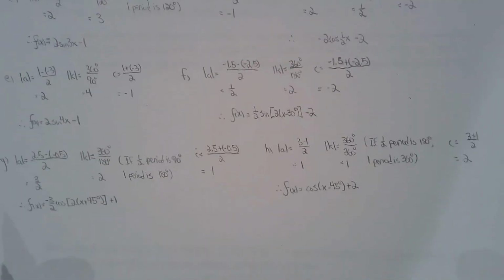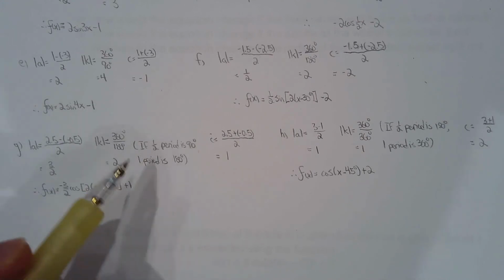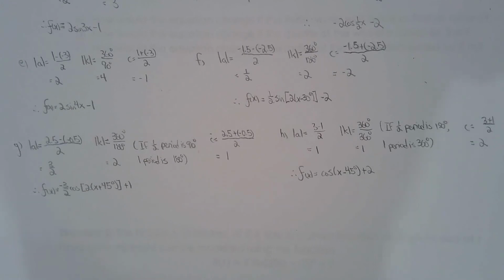For G, G and H are also interesting because you actually can't color in 1 full cycle because I didn't give you enough of the graph. So what you can do is color in a quarter of a cycle or half a cycle, and once again, proportionally speaking, you can solve for 1 period.